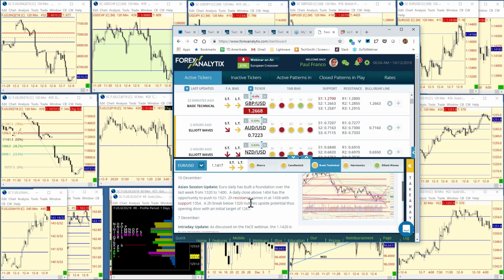So it says the year is built. Let's see. Your daily has built a foundation over the last week from 1320 to 1400. A daily close above 1404 has the opportunity to push this to 1521. 2-hour resistance comes in at 1458 with support at 1354. A 2-hour break below the 1320 would nullify the upside potential, thus opening the door for an initial target of 1267.